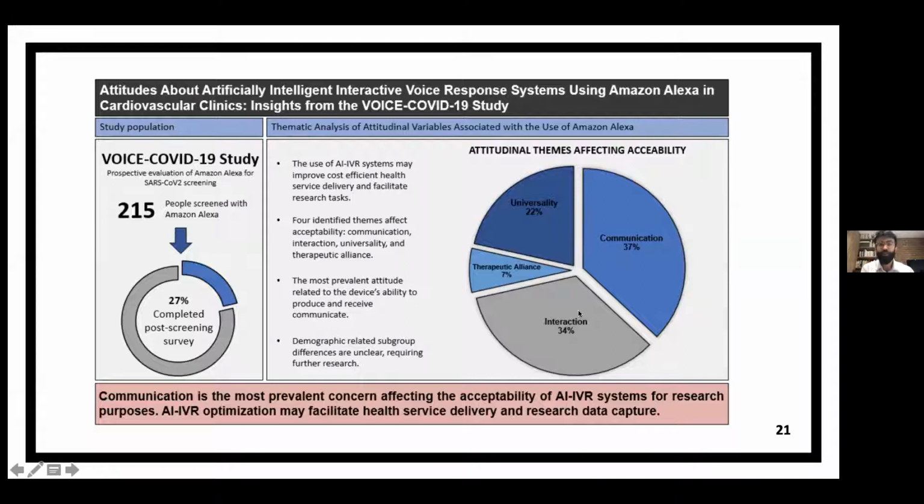around communication. And so overall, the use of these artificial intelligence-based voice response systems, which is our fancy term for Alexa, showed that this was actually very cost-effective and could possibly be implemented in a healthcare environment. But there were still major themes that had to be addressed.